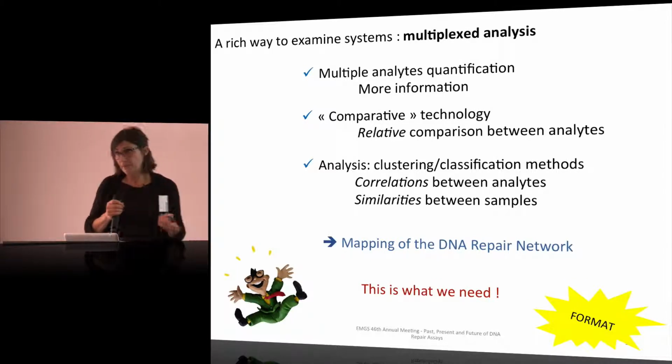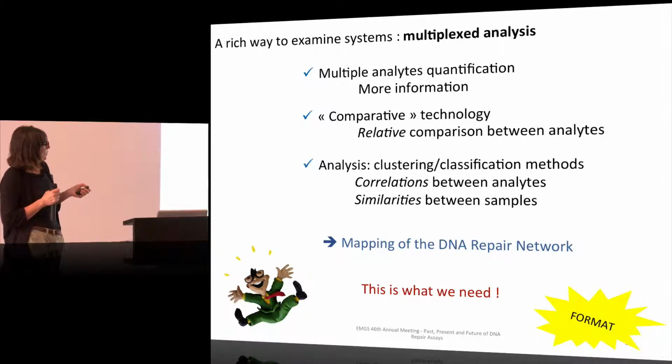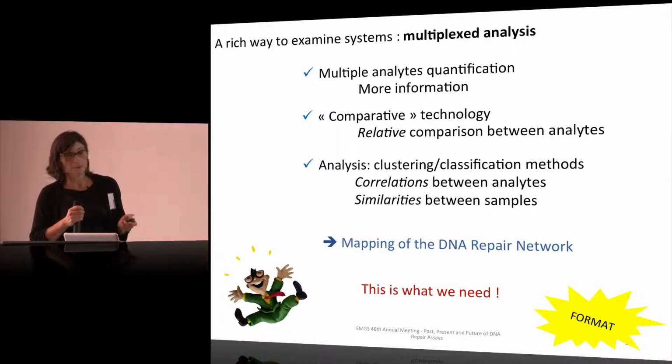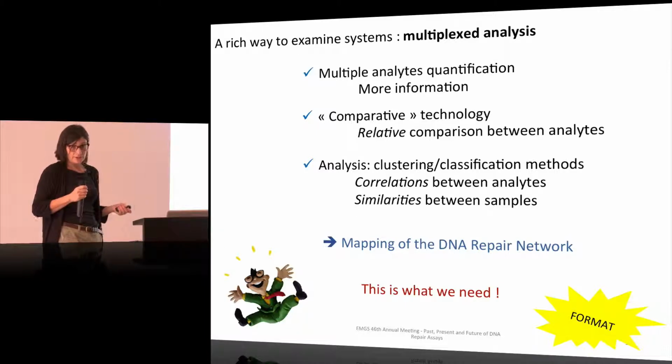There is a rich way to examine systems that was developed some years ago. That's multiplexed analysis. With multiple analytes quantification, you can get more information. It's also a comparative technology. That means that you have a relative comparison between the different analytes. You can use bioinformatics to analyze your results. You can use clustering classification methods to get the correlations between the different analytes, but also to have information on similarities between the different samples. So you can map the entire DNA repair network, and actually that's what we need. So now we have the format. We want a multiplexed analysis of DNA repair.